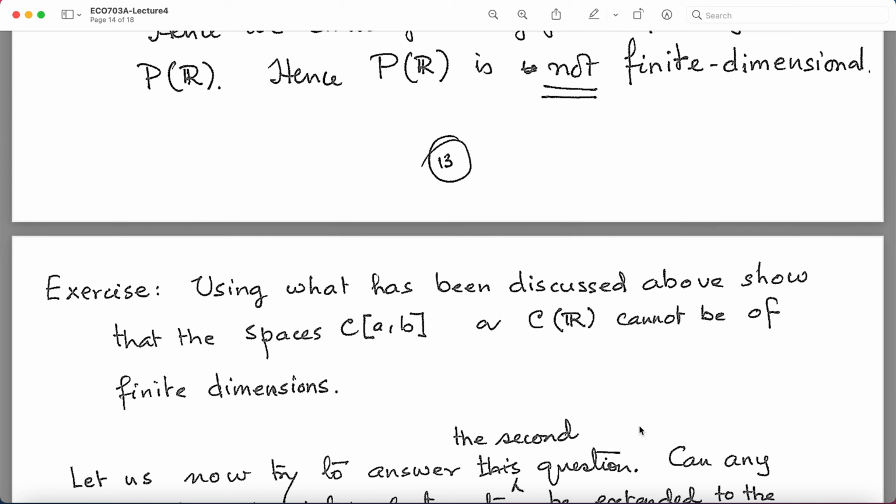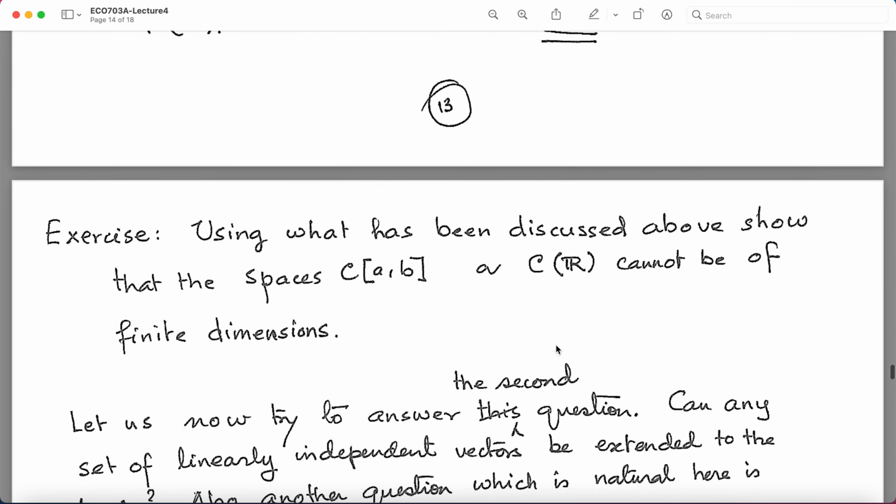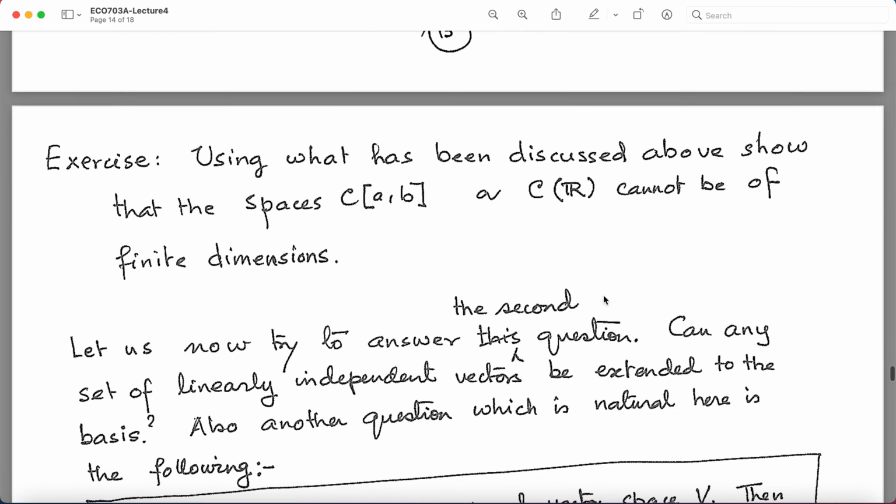So, now using what we have discussed above, please try to prove that the space C[a,b] or C(R) cannot be of finite dimensions, the space of all continuous functions on R.